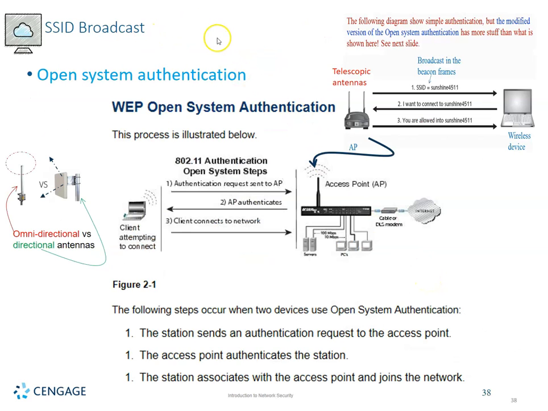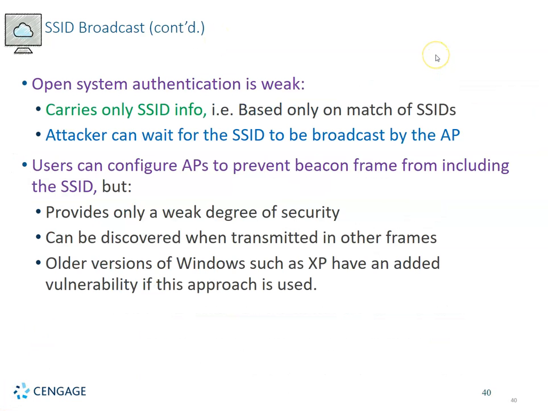There's another diagram here that shows the simple authentication. What are the problems with open system authentication? It's weak. It carries only the SSID info, which is based only on a match of that. So this is not necessarily secure, the simple value of the SSID. So the attacker can wait for that to be broadcast, and then they can fashion their own authentication request that includes that. So users can configure APs to prevent beacon frame from including the SSID, but here again the problems.